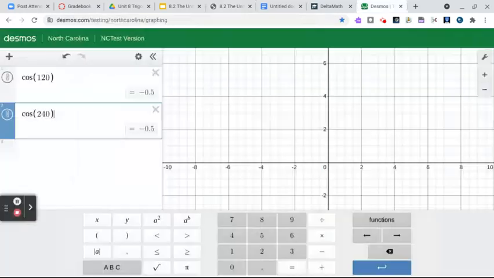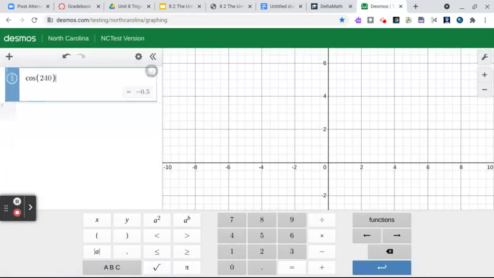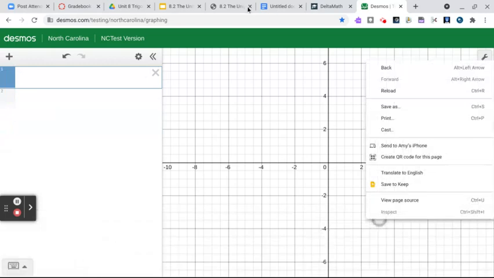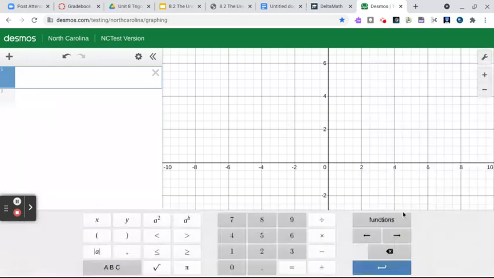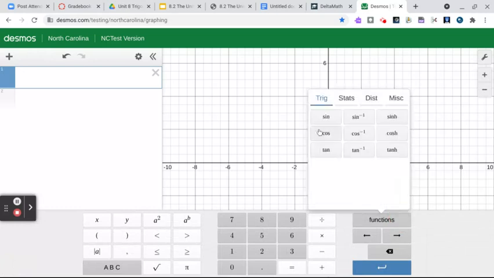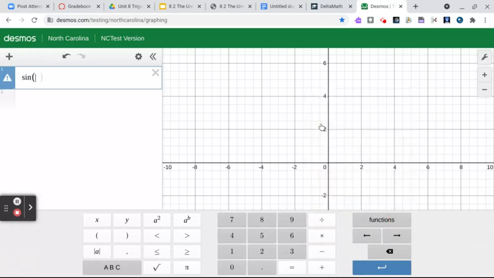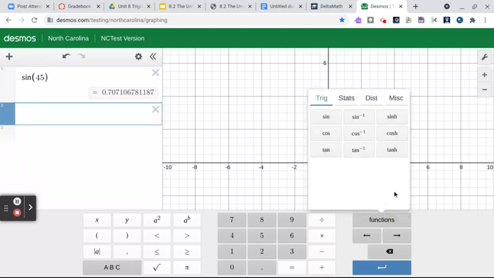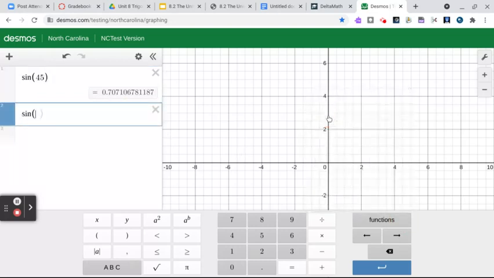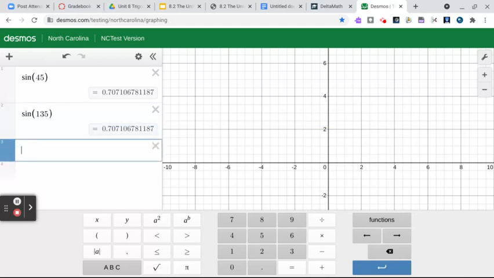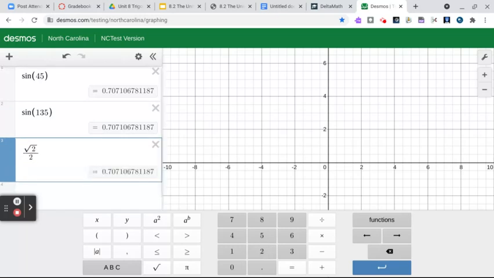Watch on Desmos real quick. We're going to hit functions. We're going to hit sine. And I'm going to put 45 degrees. And I'm going to do sine of our other one, which was 135 degrees. See how they're exactly the same. And now watch, we do root 2 over 2, and it's the exact same decimal.